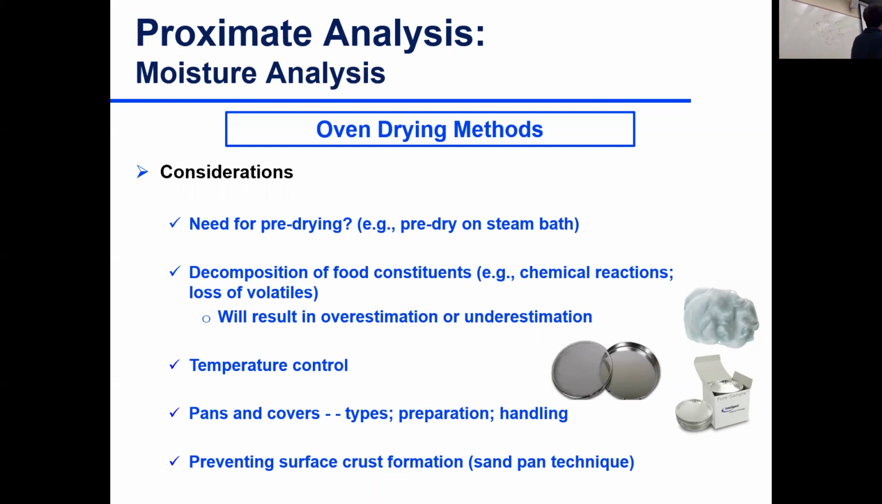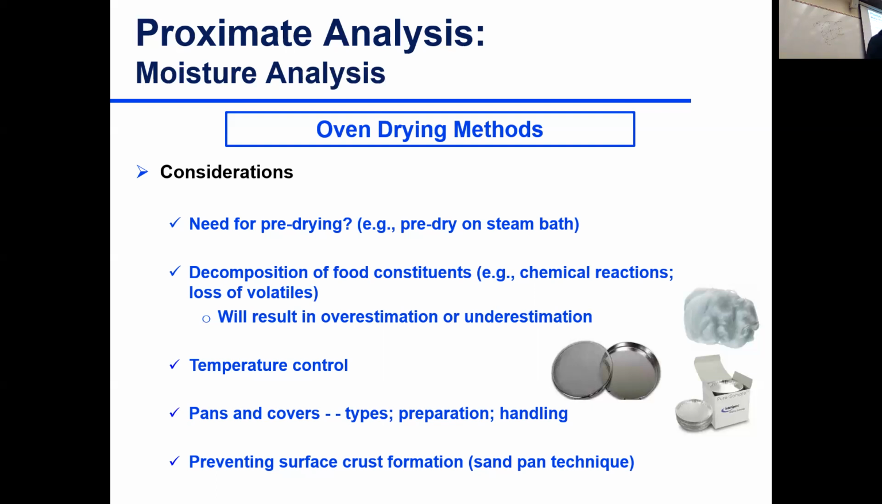Decomposition of food constituents. This is very important, guys. You will talk about it more in lab next week with Nigel and also in lecture. So chemical reactions happen if you have an oven. So if you have a product that has high carbohydrate, carbohydrate can burn. And when it burns, it's going to release bound water. And the release of bound water is going to cause an overestimation.